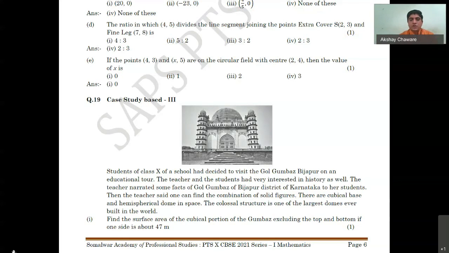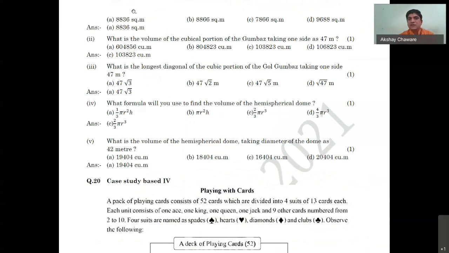Now first question, the surface area of the cuboidal portion of Gol Gumbaz, excluding the top and bottom, if one side is about 47 meter. So here we are excluding top and bottom, means we have to calculate the lateral surface area of that cubical portion. Okay, and the lateral surface area is 4L square. So simply you can find the answer because the side is known, 47 meter. So 8836 is the correct answer.